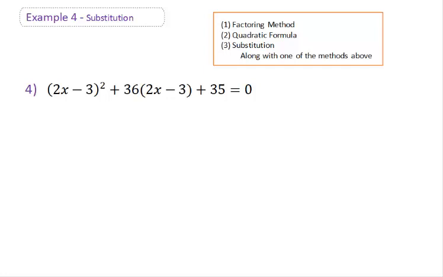2x minus 3 squared plus 36 times 2x minus 3 plus 35. Now my middle variable here is this 2x minus 3, because when I square it, it gives me my first variable, which is 2x minus 3 squared. Now you could solve this one by using the quadratic formula or the factoring method, but this is one where I definitely think substitution is best.